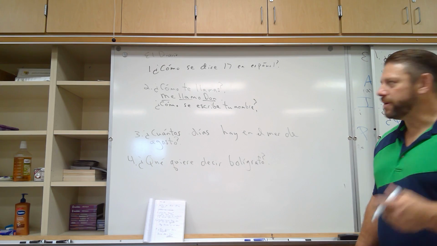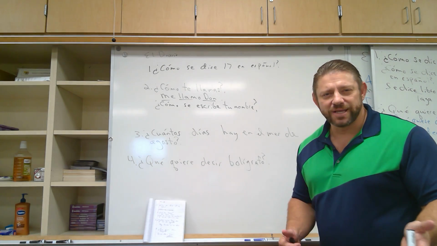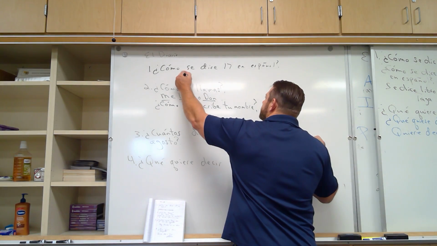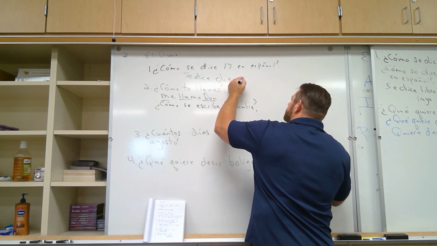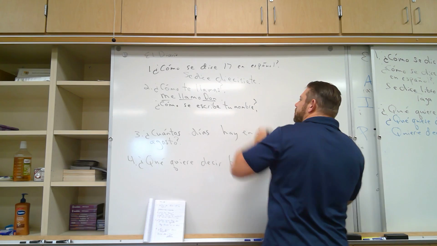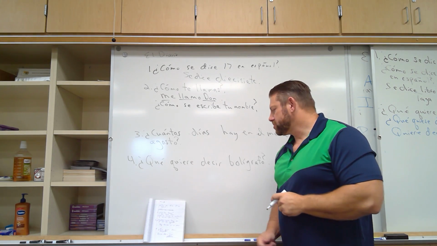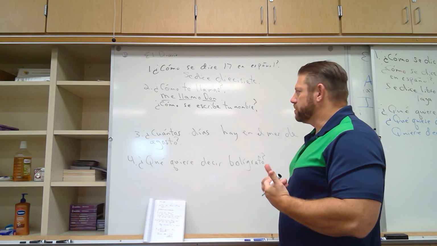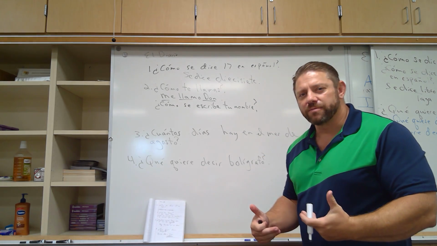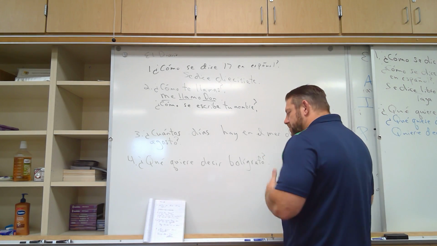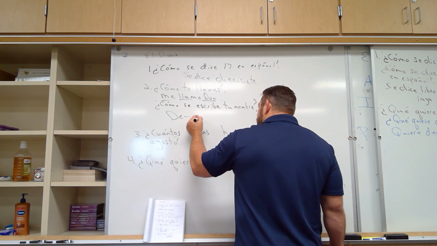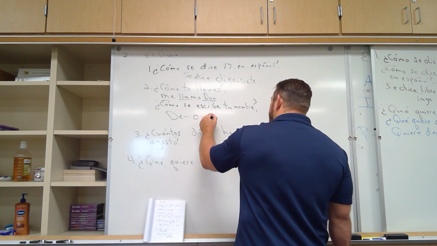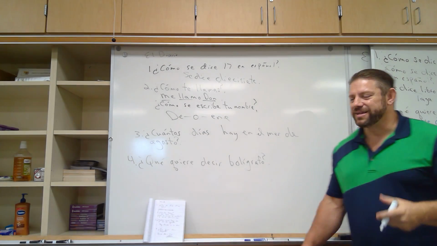All right, so welcome back. So number one, ¿cómo se dice 17 en español? Se dice 17. Número 2. So, ¿cómo te llamas? What's your name? Me llamo Don. ¿Cómo se escribe? How do you spell out your name? Like a phonetic, you could say, and I'll use the phonetic spelling. You would say D-O-N.